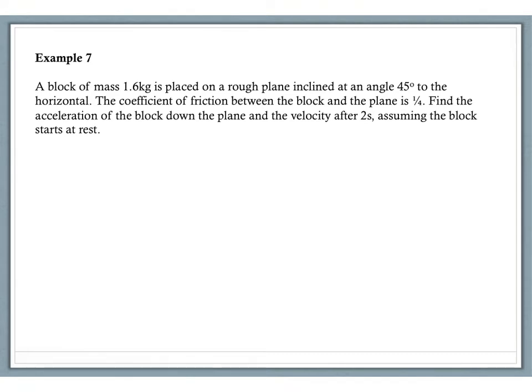So, example number 7. We have a block of mass 1.6 kilograms placed on a rough plane inclined at an angle of 45 degrees to the horizontal. Let's sketch a diagram to illustrate this information. Here is my block, mass 1.6 kilograms, so weight 1.6g. Here's my normal reaction force R, and here's my angle, 45 degrees.